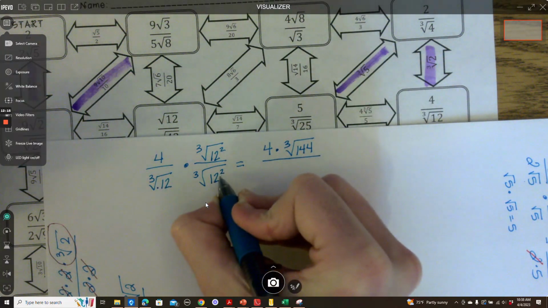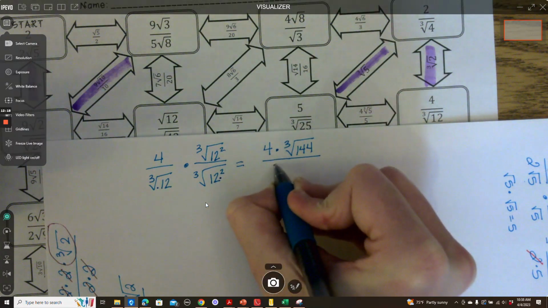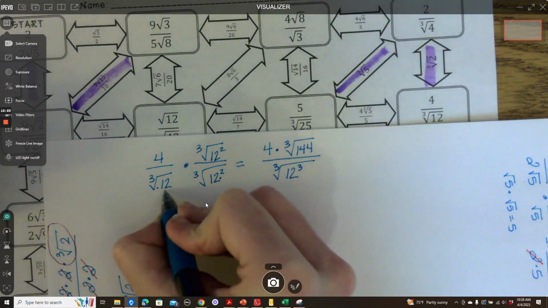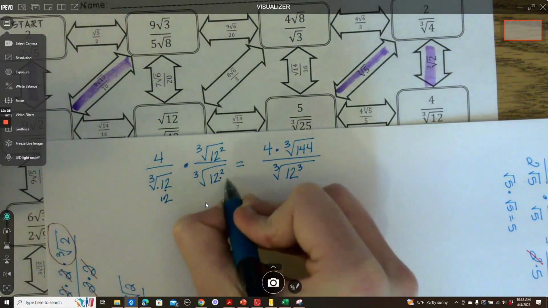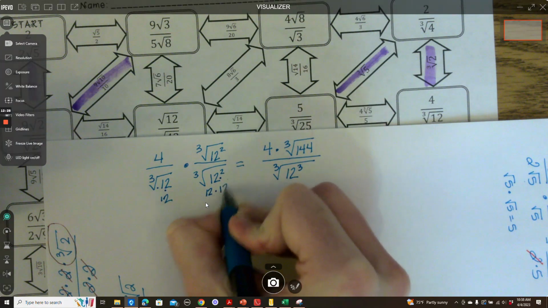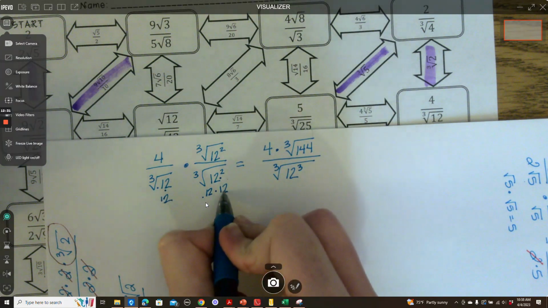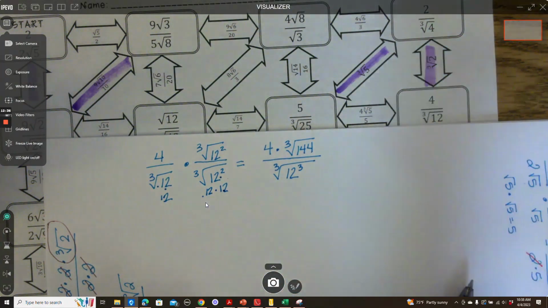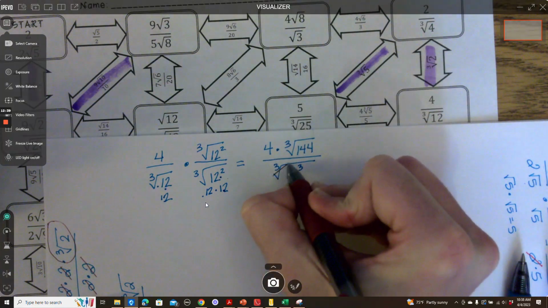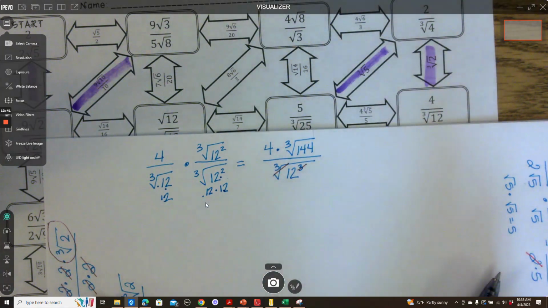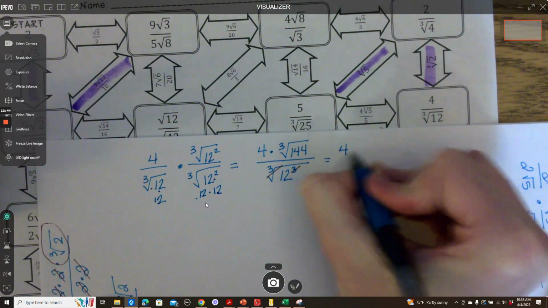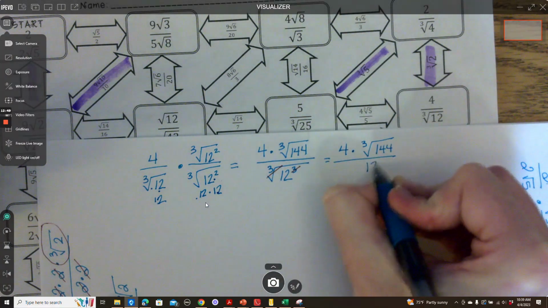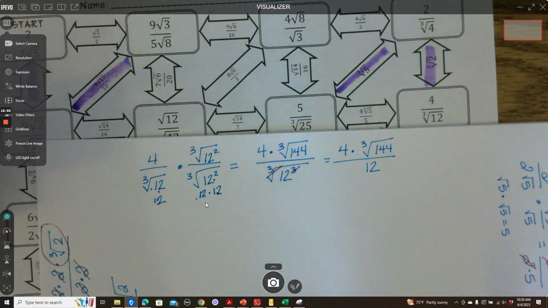Cube root of 12 times the cube root of 12 squared is the cube root of 12 cubed. There's 12 here, and then 12 squared is 12 times 12. That's where I'm getting the 3 from. So this cancels this. Now I've got a 12 on the bottom. So my bottom's good, but I got to simplify the top.